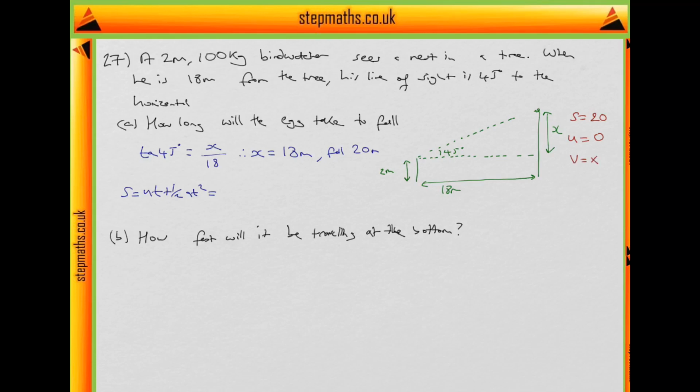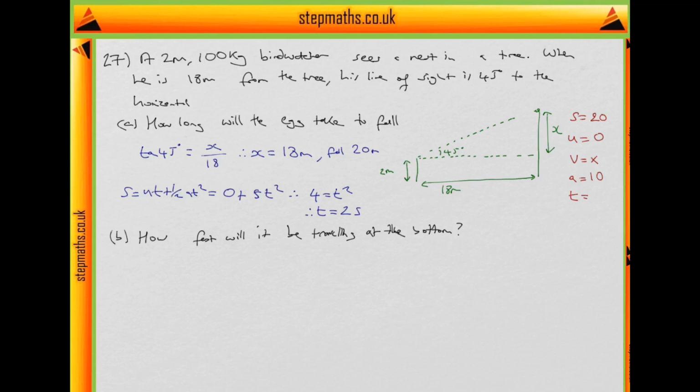V, well, we're not concerned with that for the time being. a is gravity, 10, and t we want to know. So summing that in, we get ut is 0, plus half times 10 is 5t squared. Therefore, 20 is 5t squared, or 4 equals t squared, and therefore t is 2 seconds. It takes 2 seconds to reach the floor.